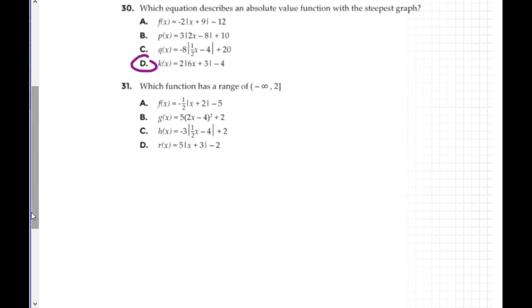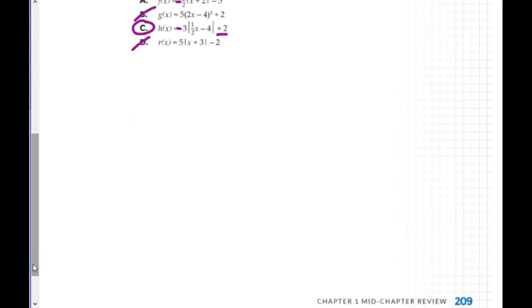Which function has a range of negative infinity up to 2? So it would have to be having a negative out front to be flipped, so it can't be those. And then it goes up to positive 2, so that's C. You can graph those to check them. And that looks like it's it.